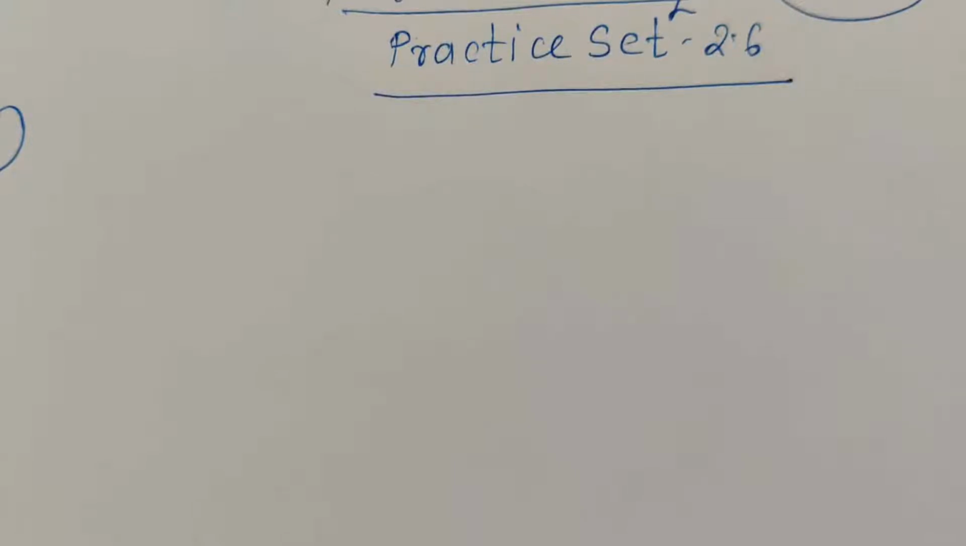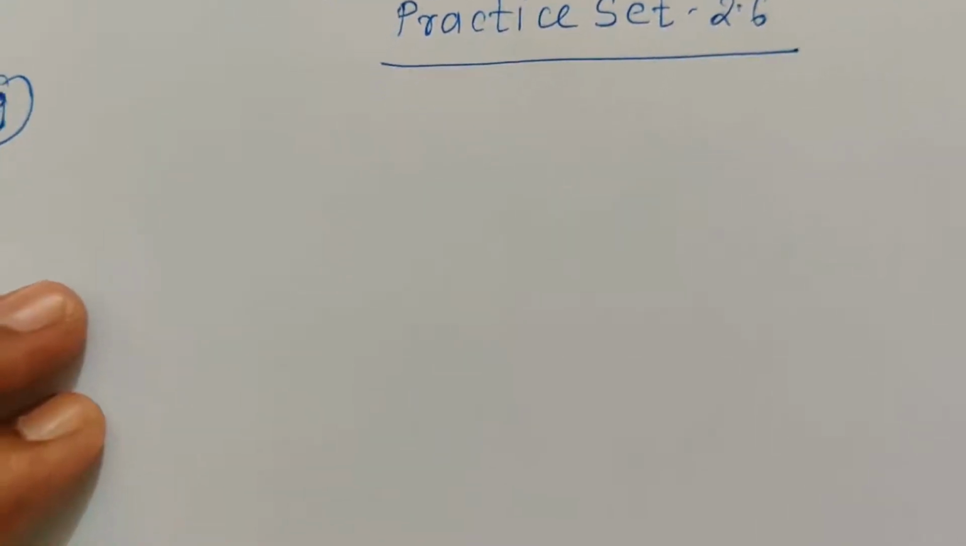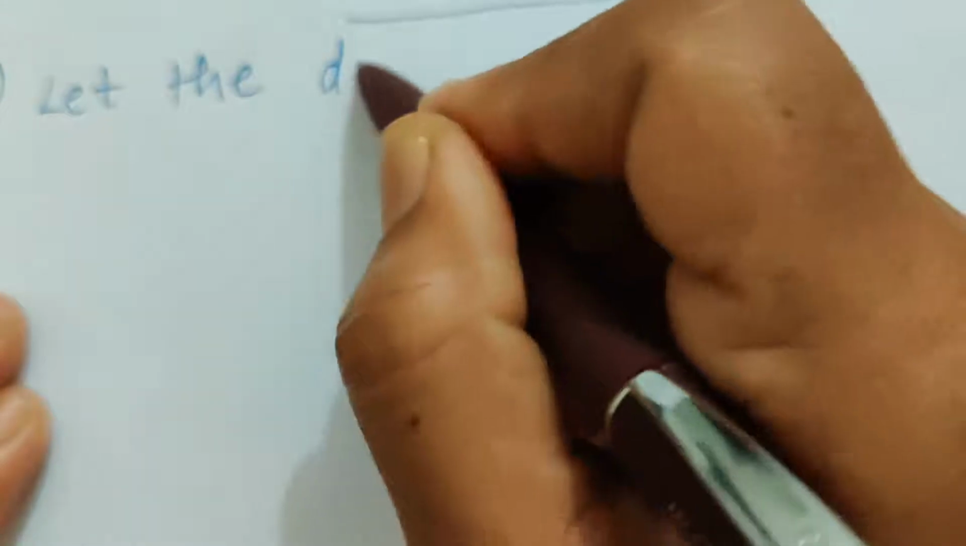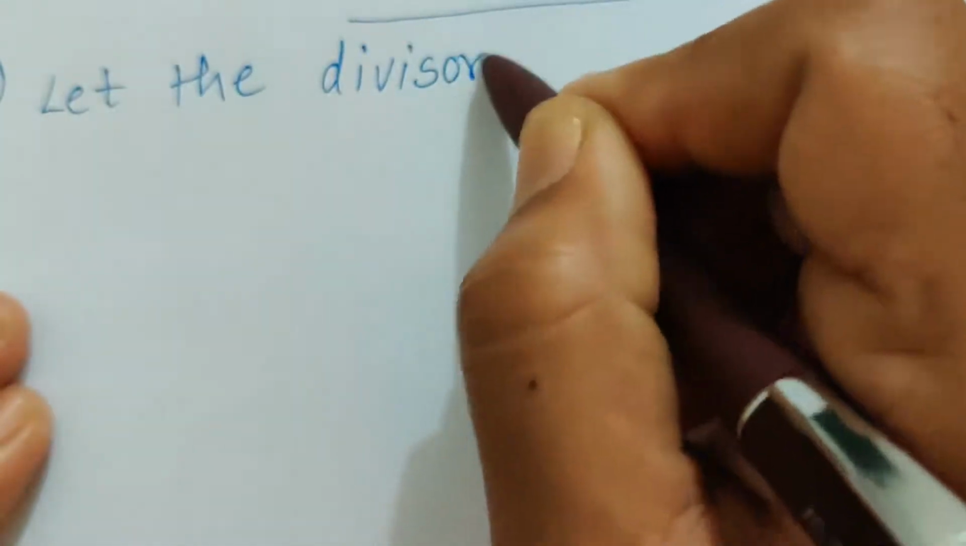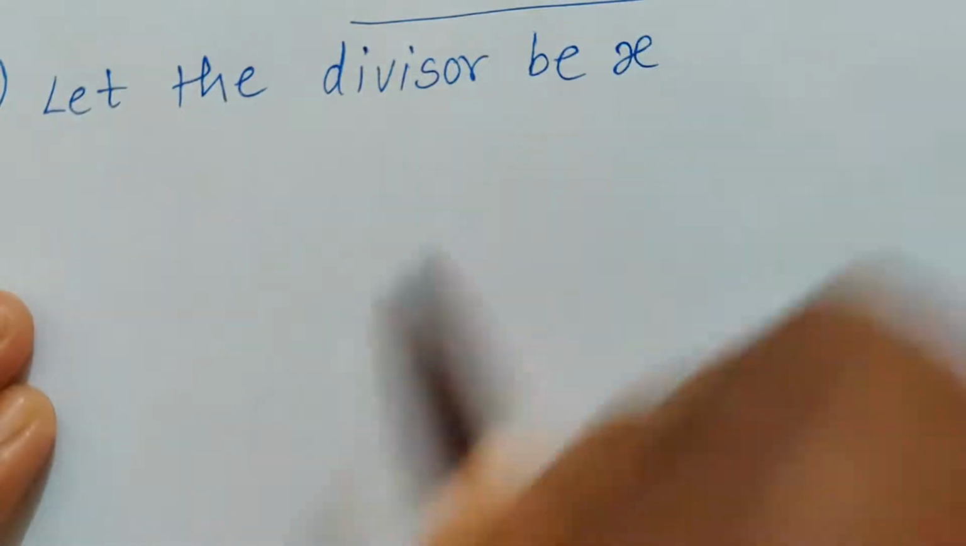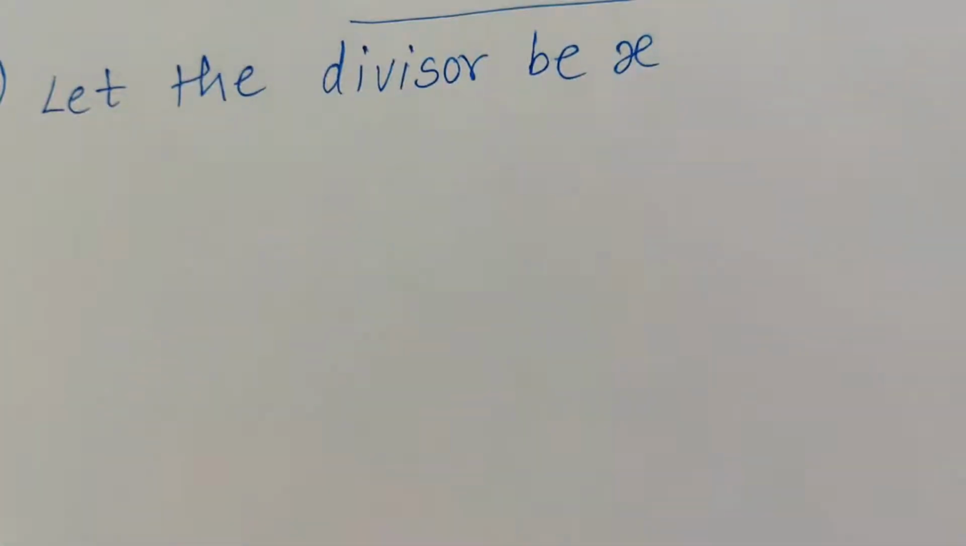Here in the example they asked you to find the quotient and the divisor. So we will say let the divisor be x, because for the quotient the condition is given. So let the divisor be x, and the quotient will be 5x plus 6.